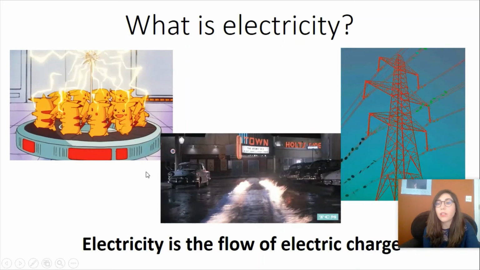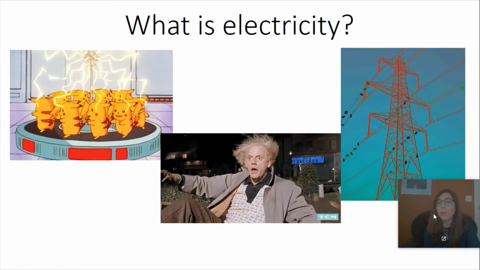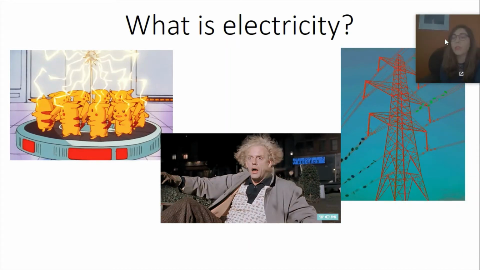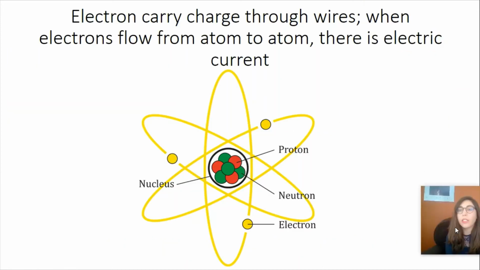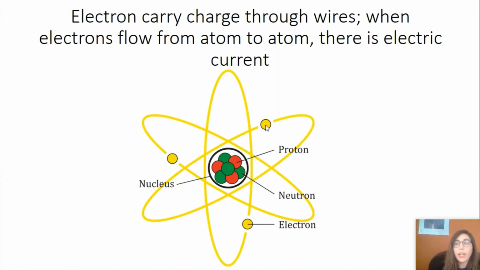So electricity is the flow of electric charge, but what is electric charge and what does it mean for it to flow? So the electric charge that's moving in electricity is the electrons.